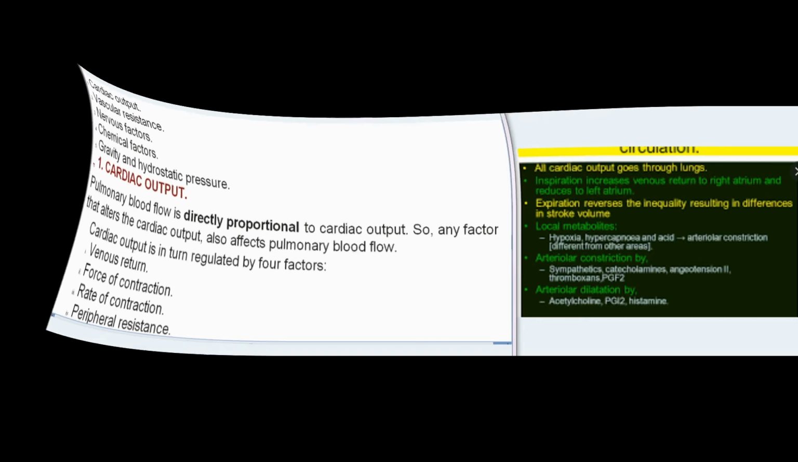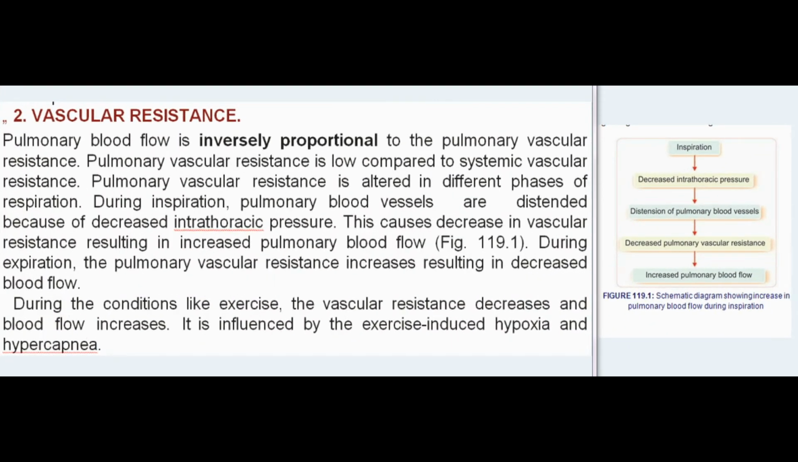2. Vascular resistance. Pulmonary blood flow is inversely proportional to the pulmonary vascular resistance. Pulmonary vascular resistance is low compared to systemic vascular resistance. Pulmonary vascular resistance is altered in different phases of respiration. During inspiration, pulmonary blood vessels are distended because of decreased intrathoracic pressure. This causes decrease in vascular resistance, resulting in increased pulmonary blood flow, Fig. 119.1. During expiration, the pulmonary vascular resistance increases, resulting in decreased blood flow.